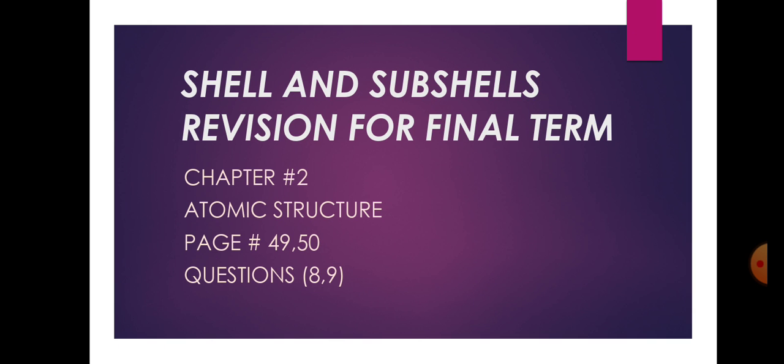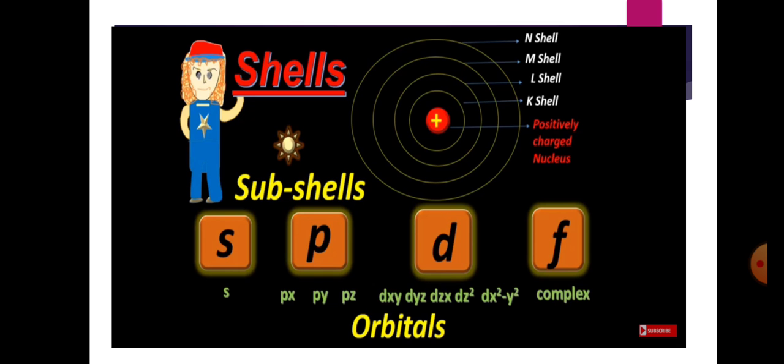Today we discuss the shells and the subshells, which are mentioned in chapter number 2, atomic structure, on pages 49 and 50. These topics are also present in your notes from questions 8 and 9. Shells are further classified into K, L, M, and N, and the subshells are further classified into S, P, D, and F. So, we discuss the shells and the subshells one by one.